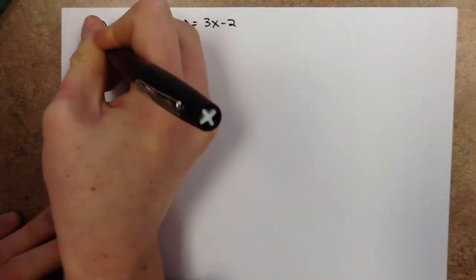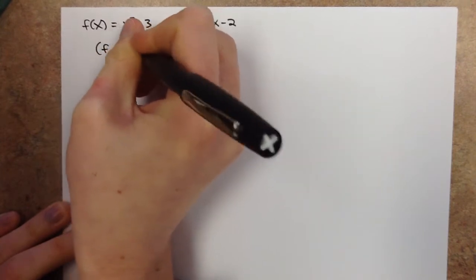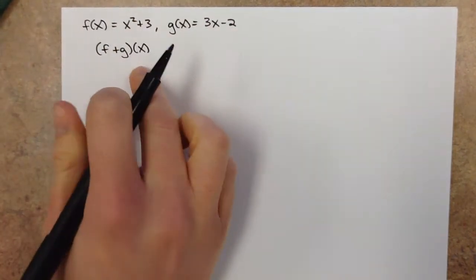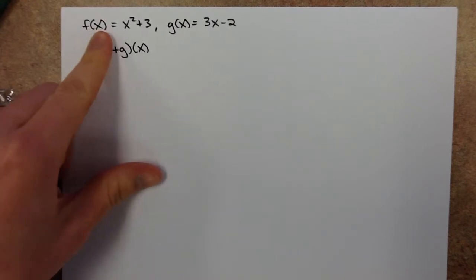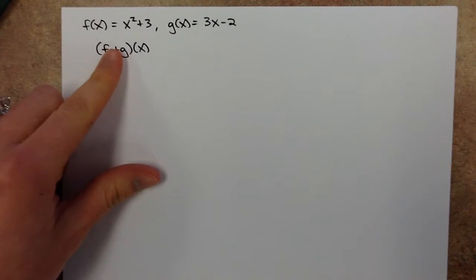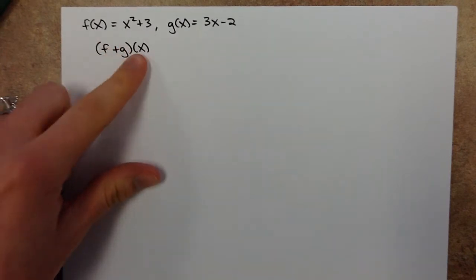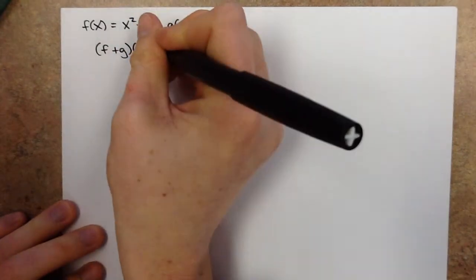Okay, so the notation would look like this, f plus g of x. This x does not mean you're multiplying by x. It really just tells us that's what the variable is. It's the same as this x right here. It's f of x, it means it's a function of x. So this is the function f plus g of x. It just tells us that's what our variable is.